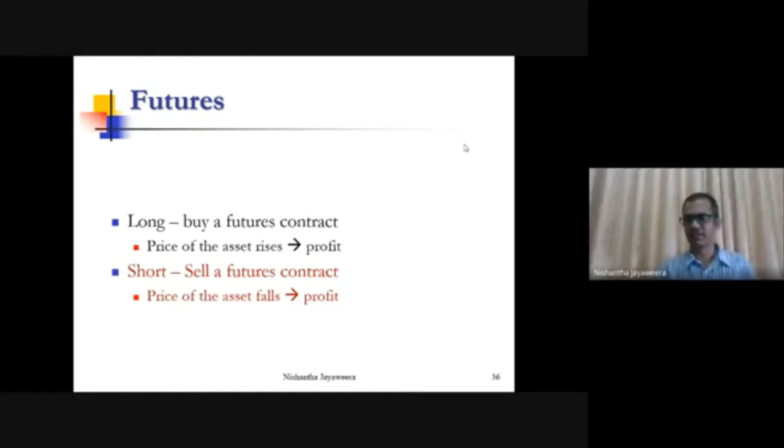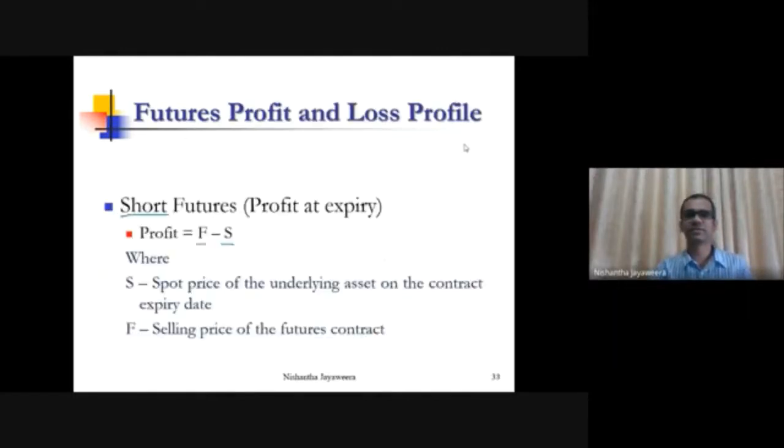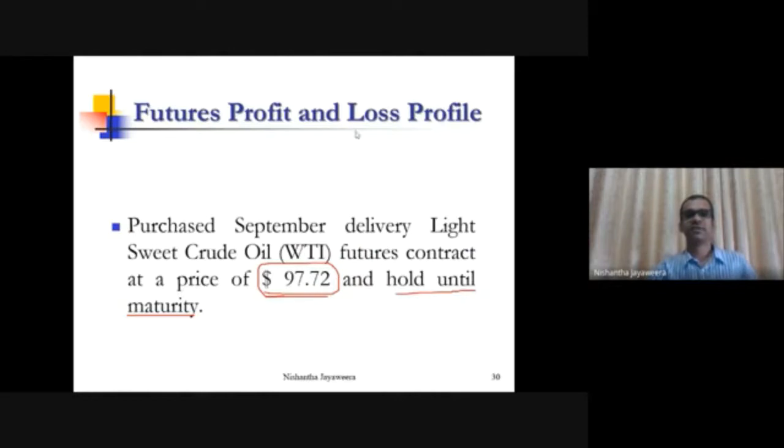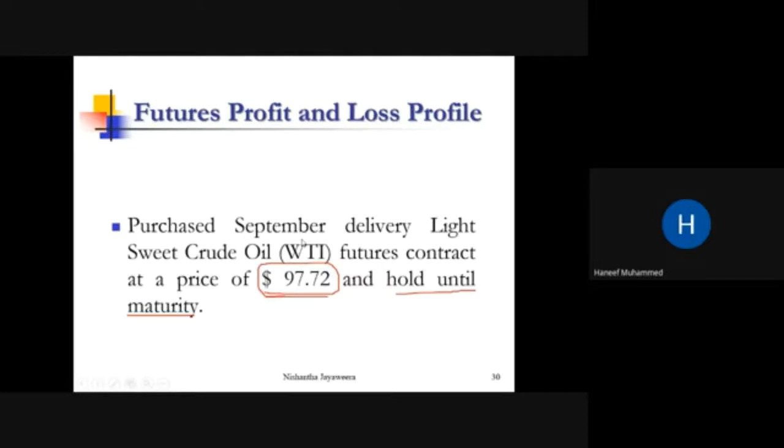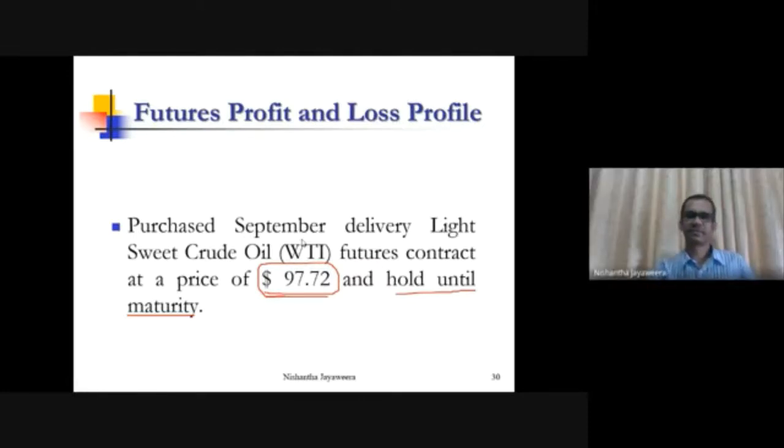Let's go back to this. What you have agreed here is to buy an oil barrel by paying $97.72 in September. Assume you hold it till maturity. The contract expires. Now you have an obligation to pay $97.72 to the exchange and collect a barrel of oil from their warehouse. That's the agreement here.